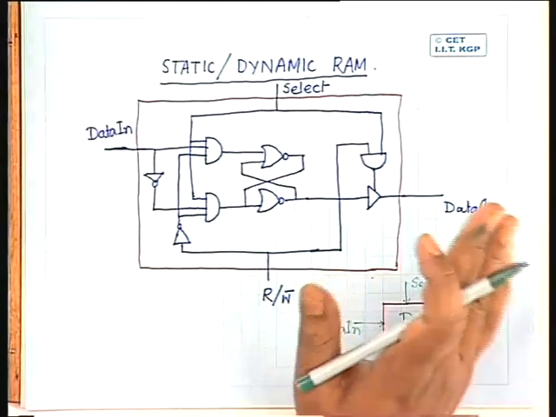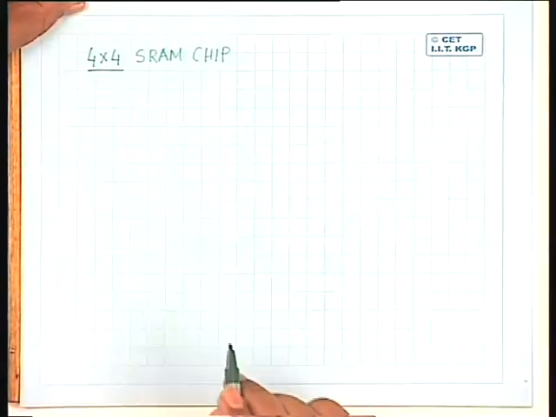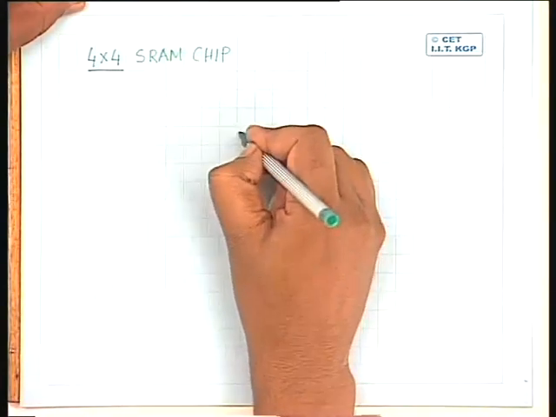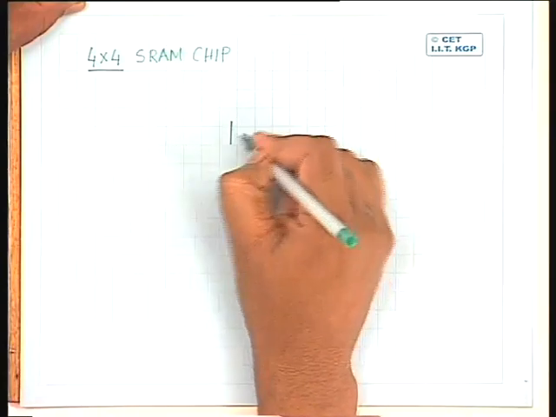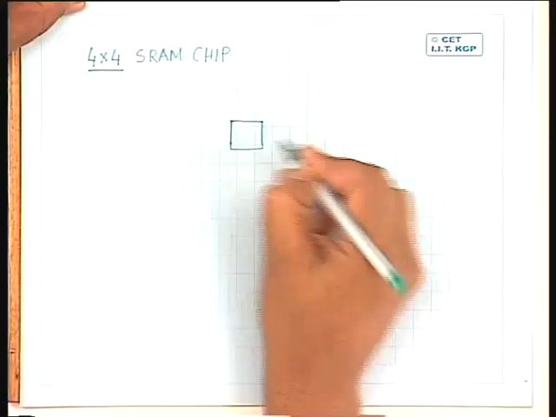So every memory chip will consist of such cells arranged in some fashion. So here we are considering a 2-dimensional array of such memory cells. And I am considering a 4x4 array. Okay. So let us arrange those cells in the form of a 4x4 array.